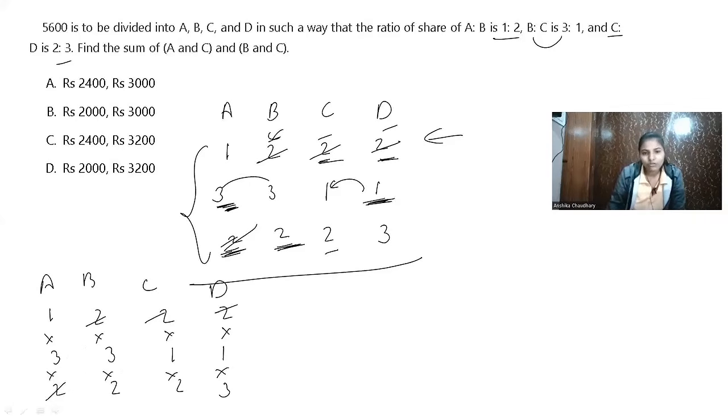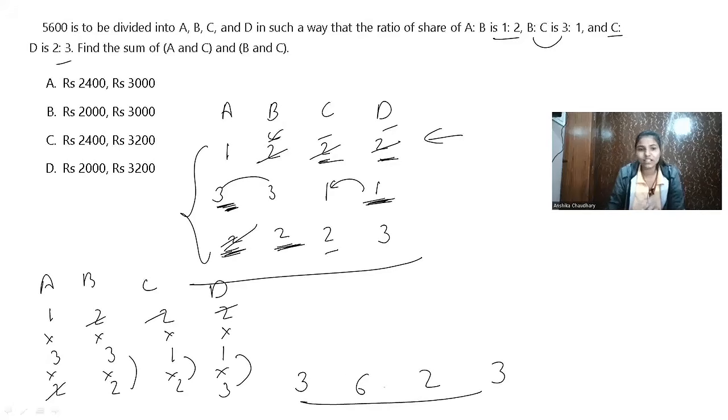Now what we can do is take the multiplication of this. 3 into 1 is 3, then 3 into 2 is 6, then 2 into 1 is 2, and 3 into 1 is 3. So this is the ratio of all these A, B, C, D. Now according to this, the sum will be 3 and 3 is 6, 6 and 6 is 12, and 2 is 14, right?